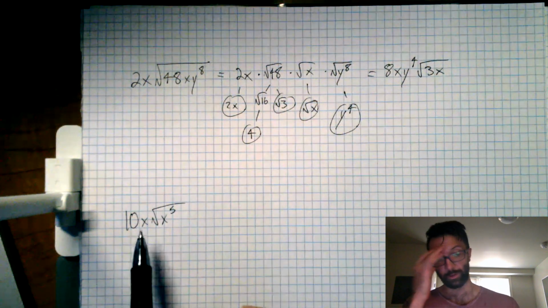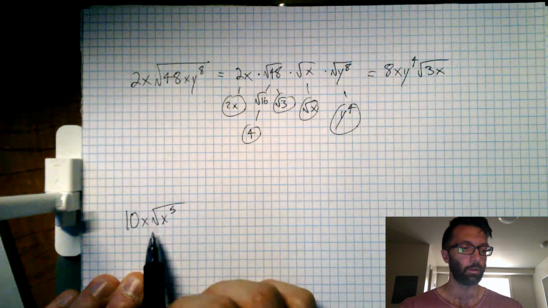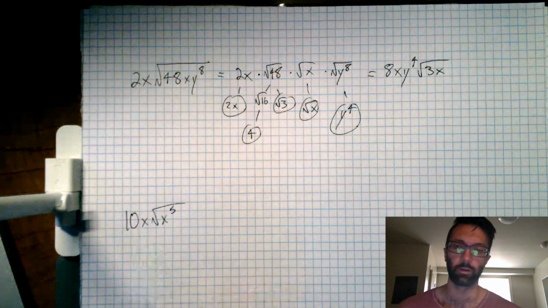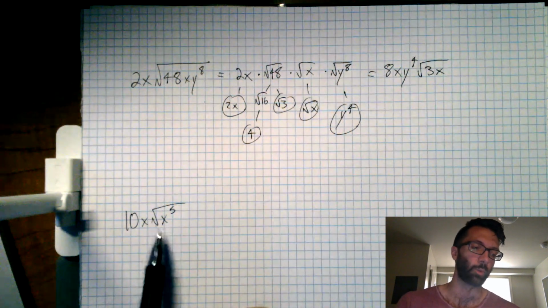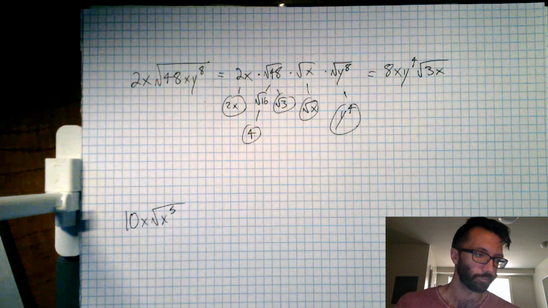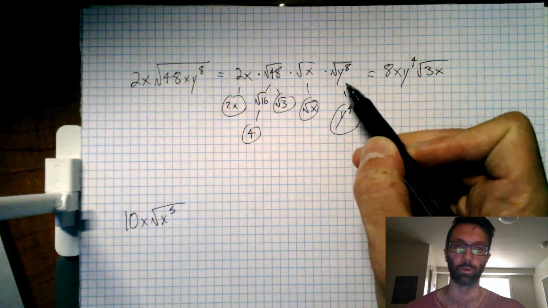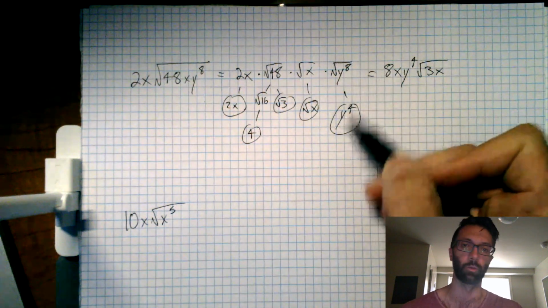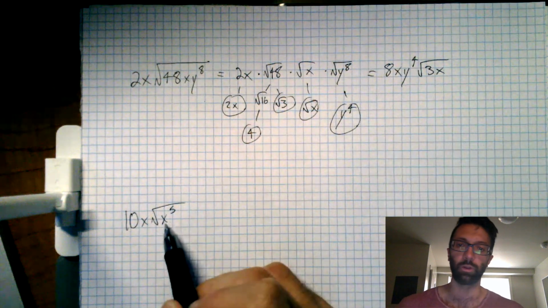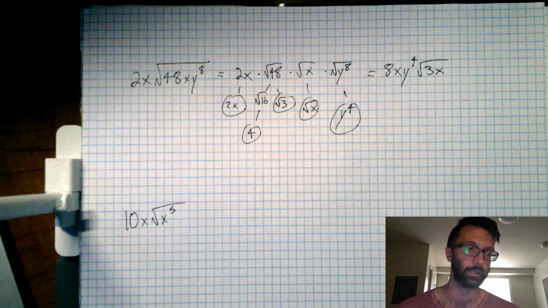Now, this one down here is a little bit tricky. So we have the 10x out in front, which is fine. We don't have to do anything with that yet. But here, notice that we have the square root of x to the 5th. Now, that's a little bit different than something like the square root of y to the 8th, where we know we can just cut that exponent in half and get the y to the 4th. We don't really know what the square root of x to the 5th is, at least not cleanly.